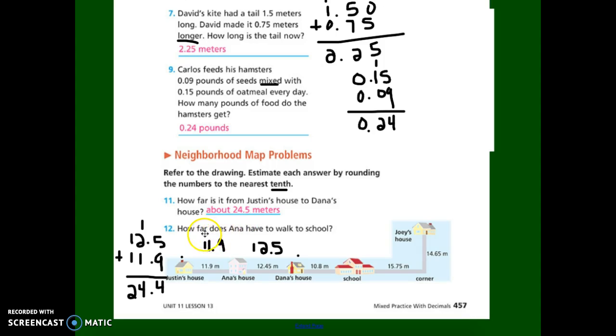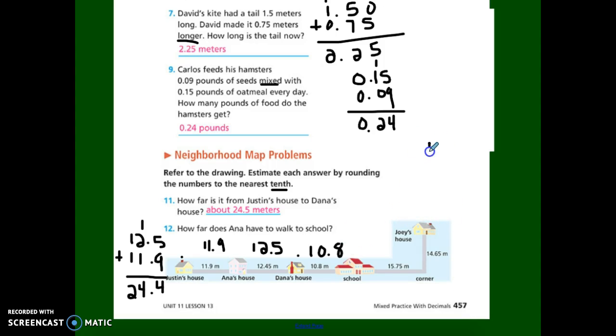All right. Now let's go ahead and try this one. How far does Anna have to walk to school? So here's Anna. She has to walk to school. So we've already done part of the work. We already have estimated this one. Now we're going to round this one to the tenths, which is really going to be just, again, 10.8 because there's nothing behind it. So we need to add 12 5/10 to 10 8/10. So go ahead and add that up and let's see how you do.